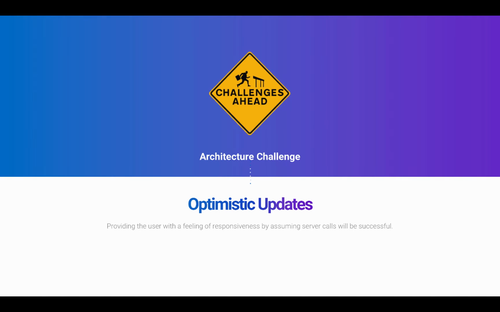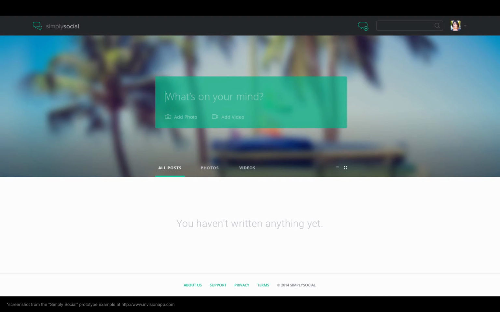This video will be about optimistic updates, which are useful for providing the application with a feeling of snappy responsiveness by assuming server calls will be successful. Let's take a look at our sample application to illustrate.